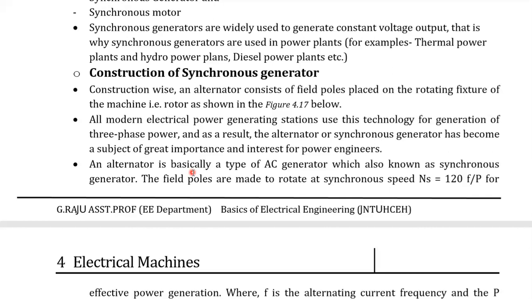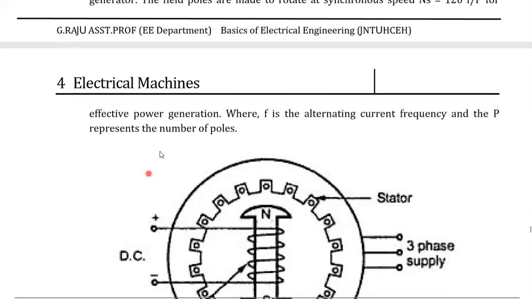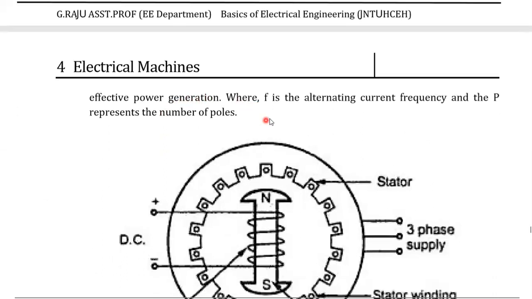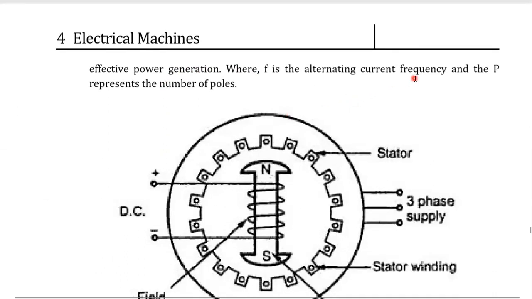The field winding is placed on the rotor. An alternator is basically a type of AC generator, which is known as a synchronous generator. The field poles are made to rotate at synchronous speed, N = 120f/P, for effective power generation, where f is the alternating current frequency and P represents the number of poles. f is called frequency and P is called number of poles.